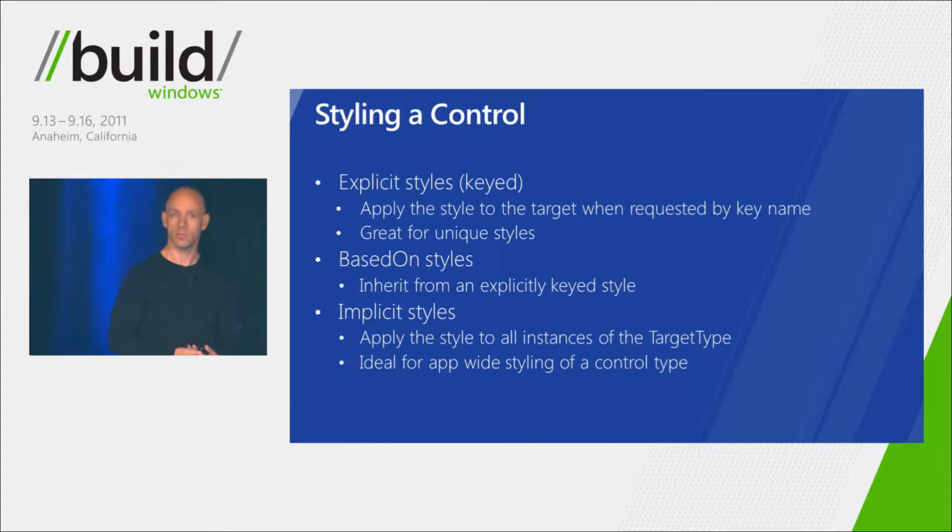Pretty easy to do. A based on style is basically another keyed style that you can inherit from an explicitly keyed style. So you might have a base button that you use, and then all the others might inherit from that and have a different style for it. I'll show you an example for that. And then there's implicit styles, which is what the generic XAML uses, and you can also use to basically say all the buttons in my app need to look this way, or all the list boxes need to look that way.